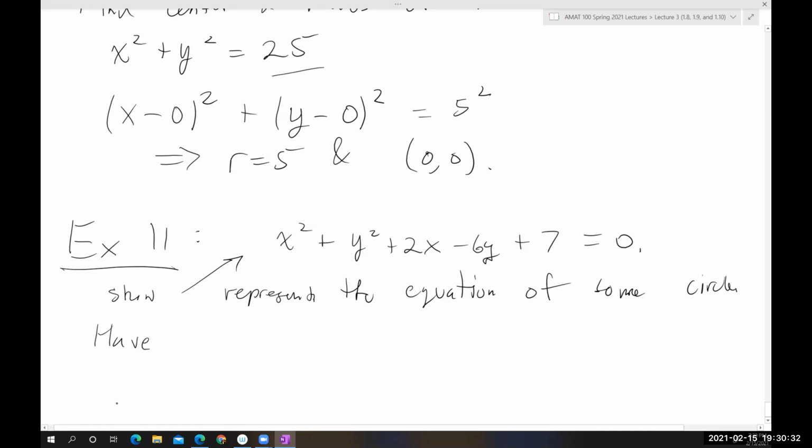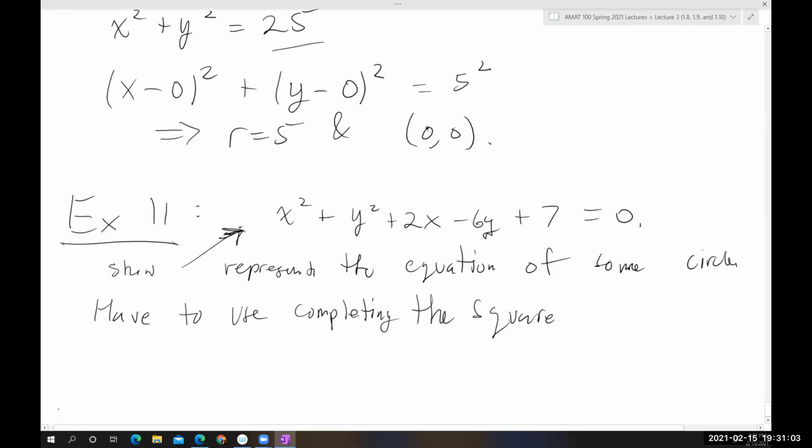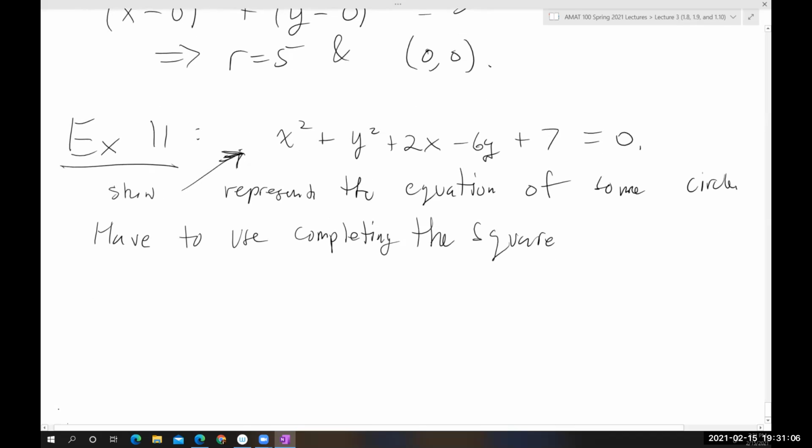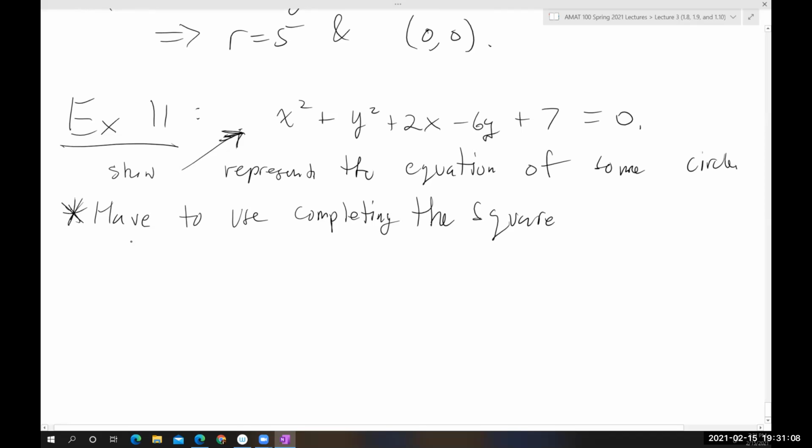And that's why we did this. So completing the square helps you solve quadratic equations, but it also helps you write equations which don't obviously represent circles into the form of a circle. So we have to use completing the square. Let's put that there in a star. We have to do that.